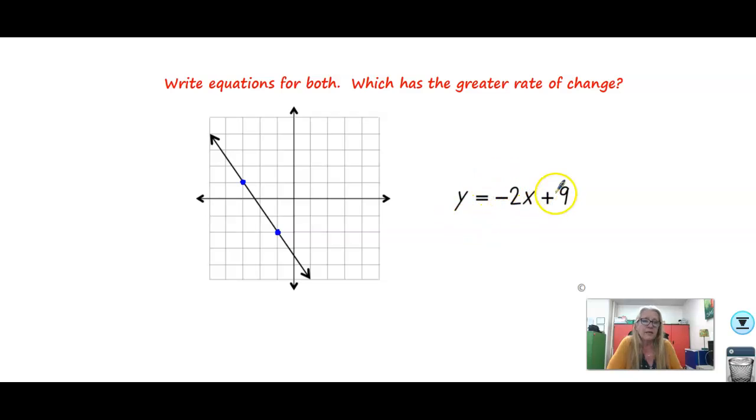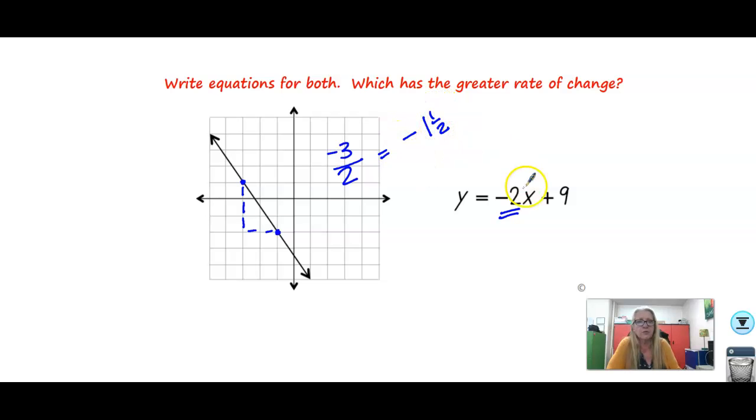So when you're looking at an equation, the rate of change is this number right here. So that's easy. That's done for us. What about this one, though? To get from this point to this point, we go down 1, 2, 3. So down 3 and right 2. Okay? Well, this is actually mathematically equal to 1 1/2.